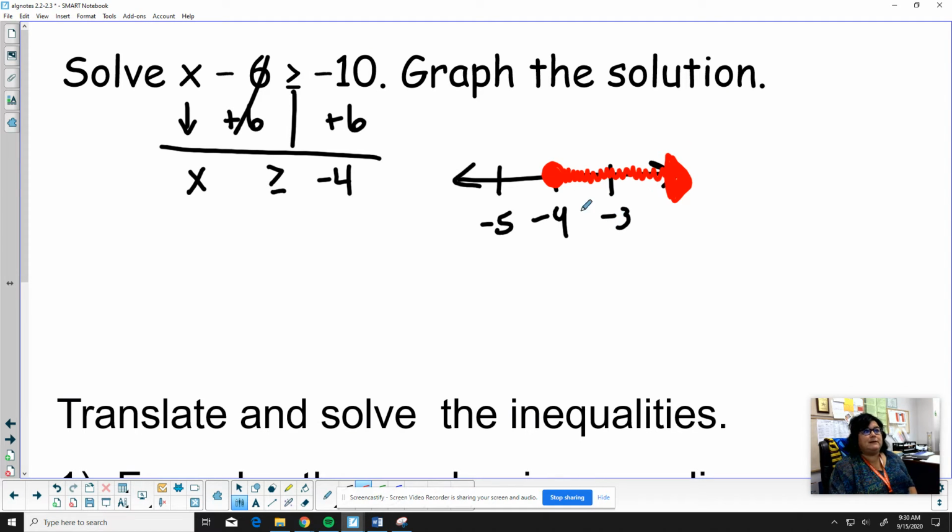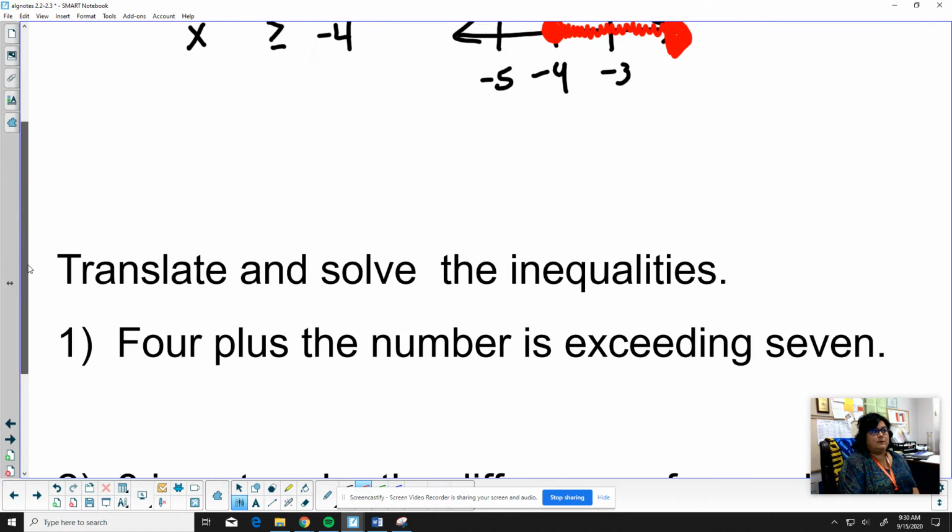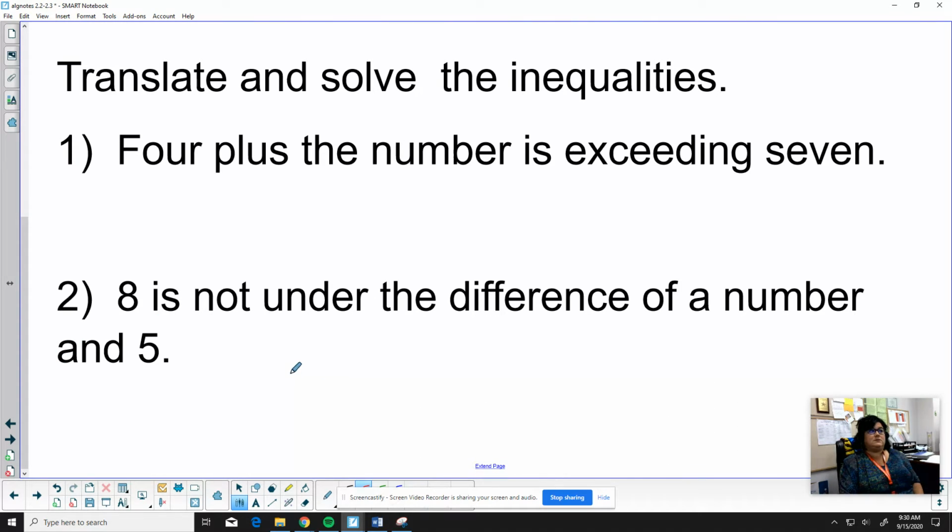So you can see that negative 4 is a solution, negative 3, negative 2, negative 1, 0, and all the positive numbers to positive infinity. So lots of numbers are a part of the solution that could be plugged in here for x and make it true. Okay, so now we're going to translate and solve.